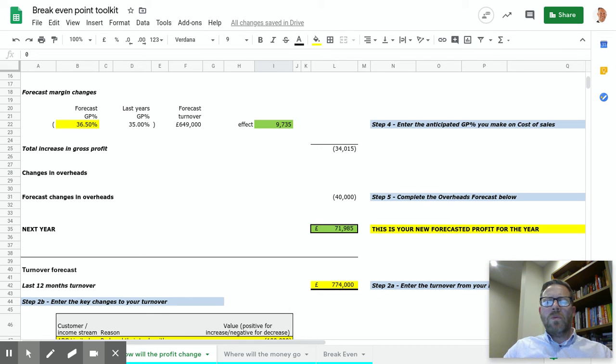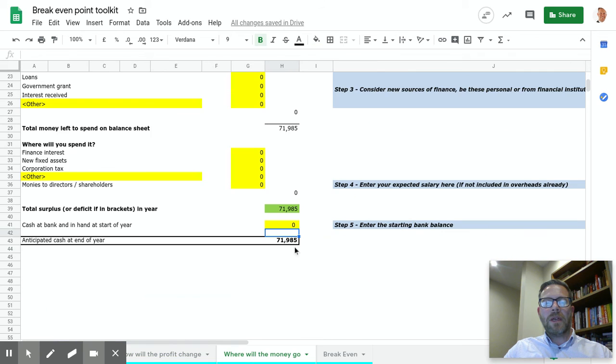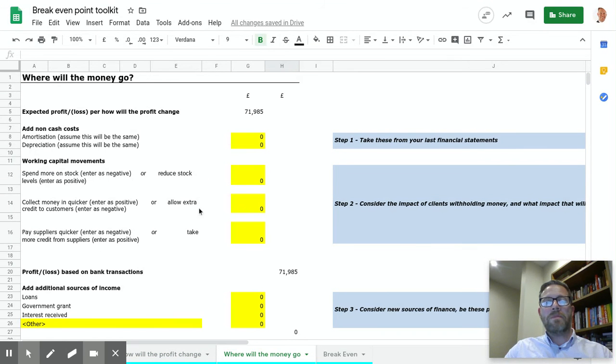So what impact will that have on my bank balance at the end of the year? Again, you'll remember this report from your performance reviews. We start off with the profit. So where will the money go? It starts with the profit we're predicting. And we now need to try and convert this profit into what will actually happen in cash. So let's make adjustments for non-cash costs. I know that I've got £20,000 in depreciation on my profit and loss account.